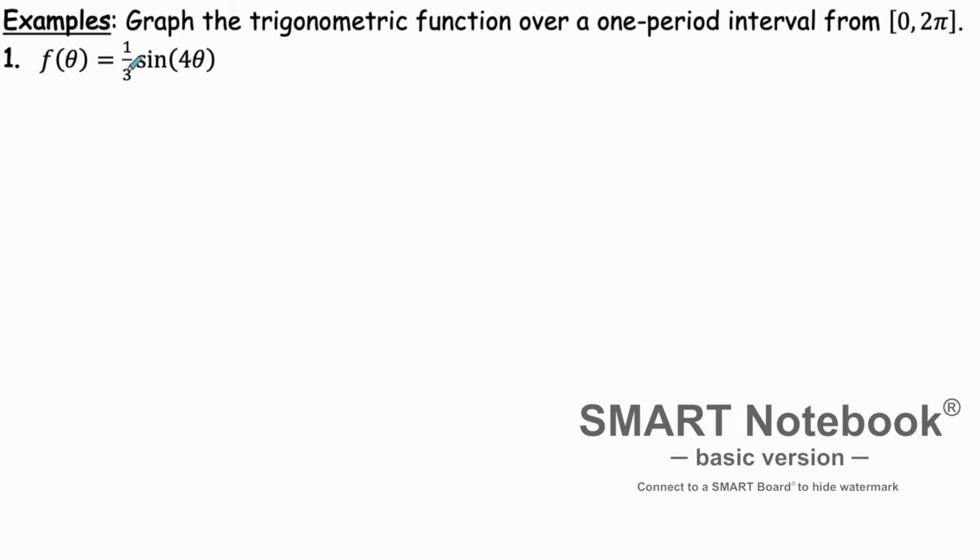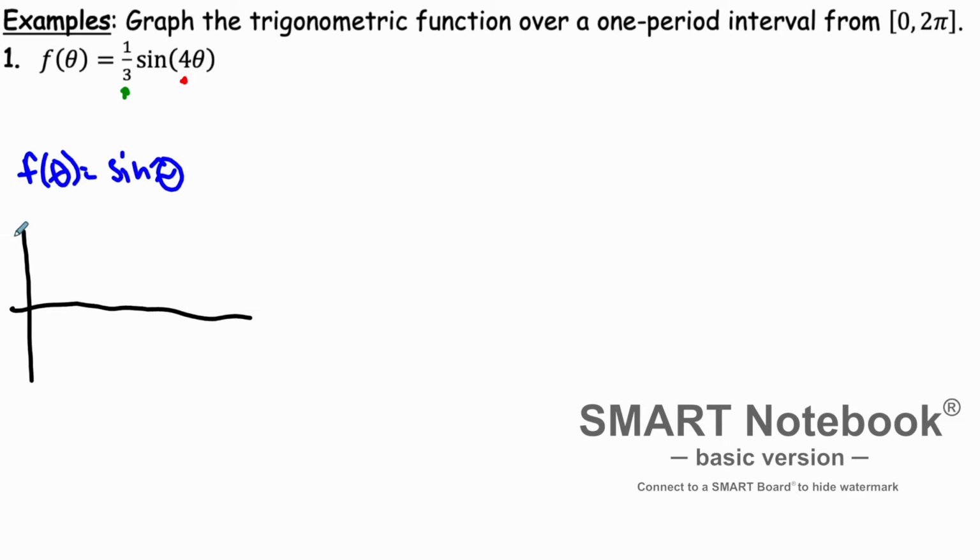I will do these graphs in different colors just to help it look a little better. So my parent function will be in blue. So this is my f of theta is equal to sine theta. My next function, I'll do that in green, and that is going to be the 1/3. And then my third function will be the period, which will be incorporating that 4, and that'll be the last part of this graph.